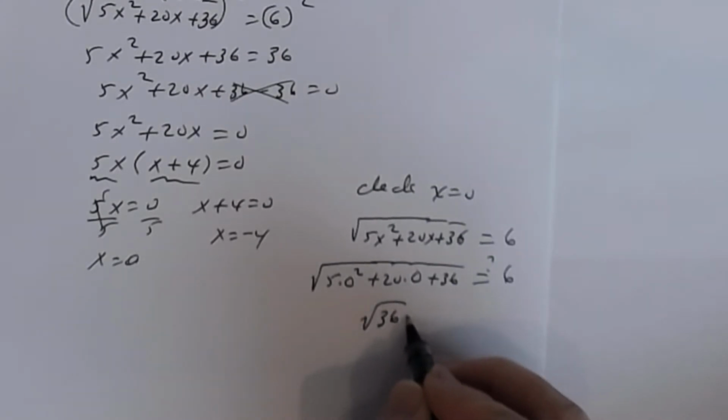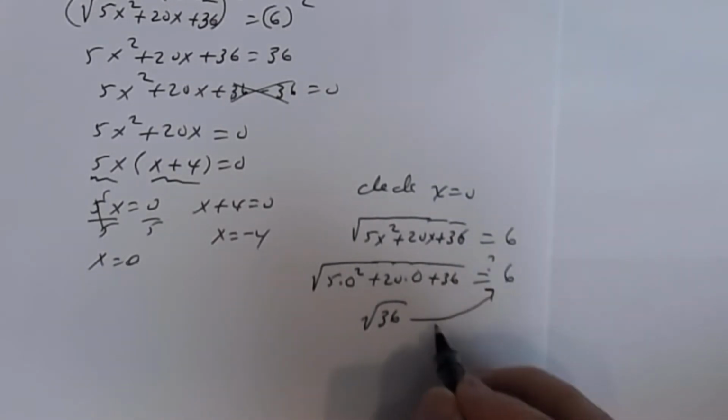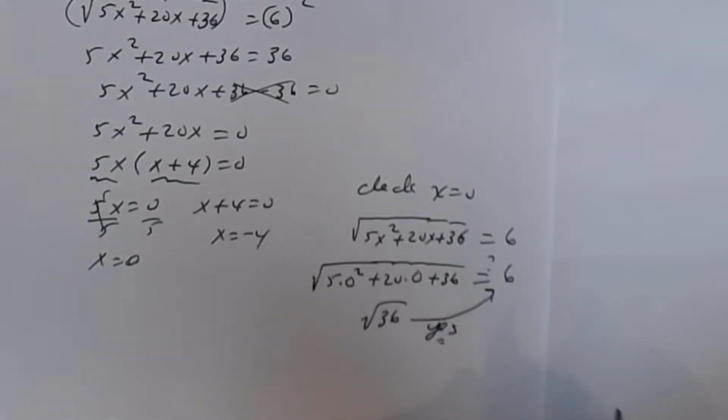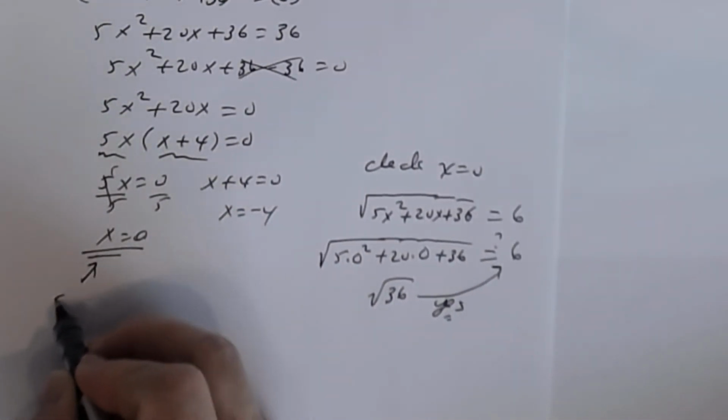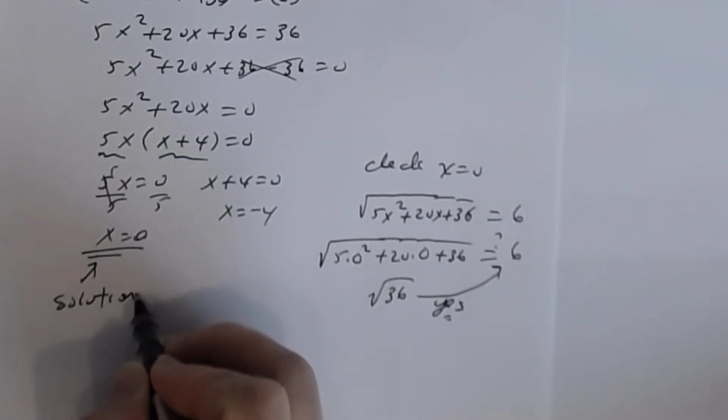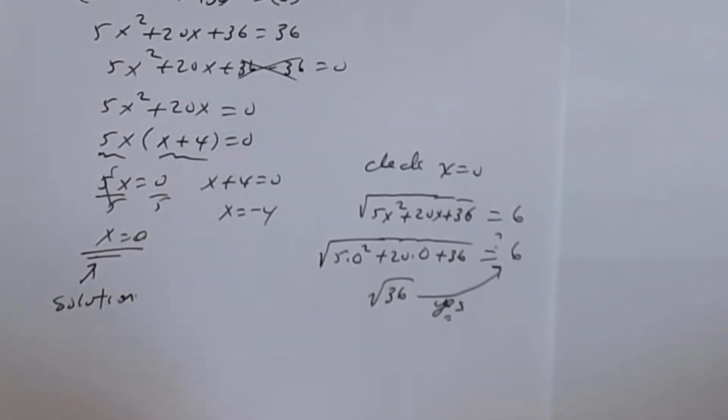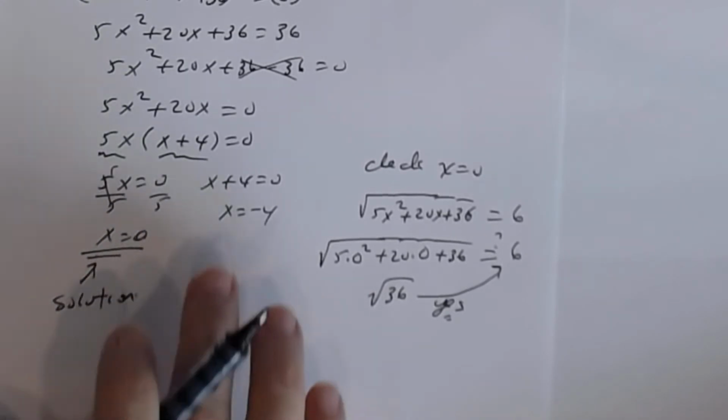And here's what I'm asking you. Is the square root of 36 equal to 6? And the answer is yes, because the square root of 36 is 6. So x equals 0 is a solution. So I know right away we have at least one solution, that's 0. Now let's check -4.